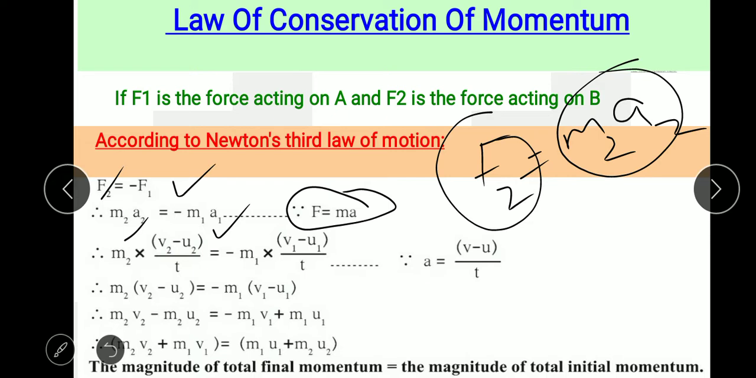Now here, students, we have reached the second equation. Now we have m2 a2 is equal to minus m1 a1. The minus sign is copied as it is from above, students.